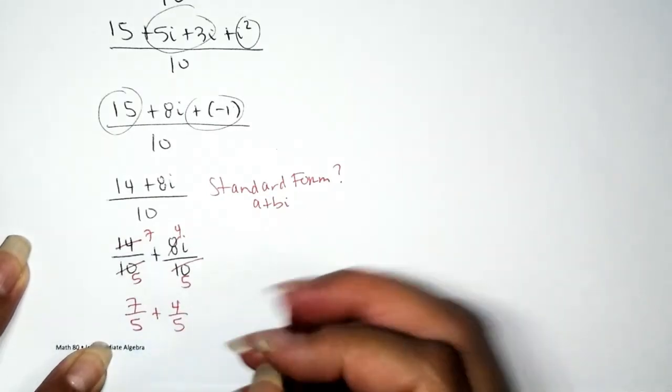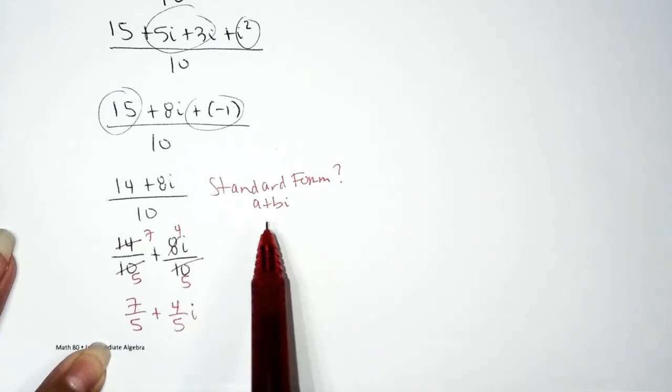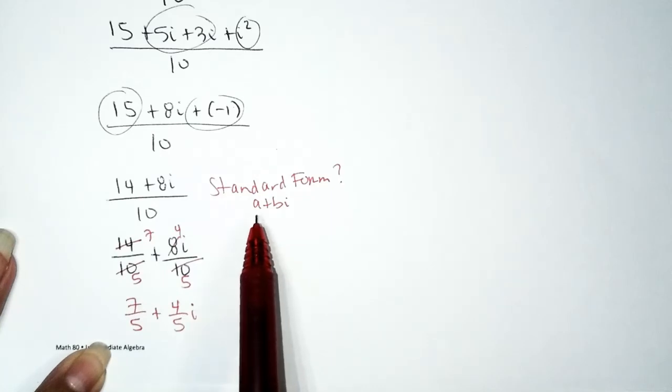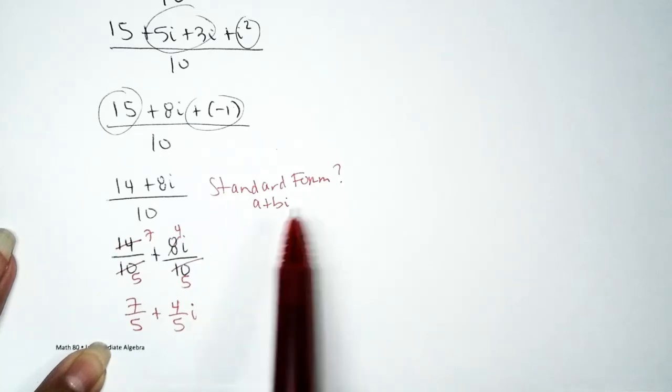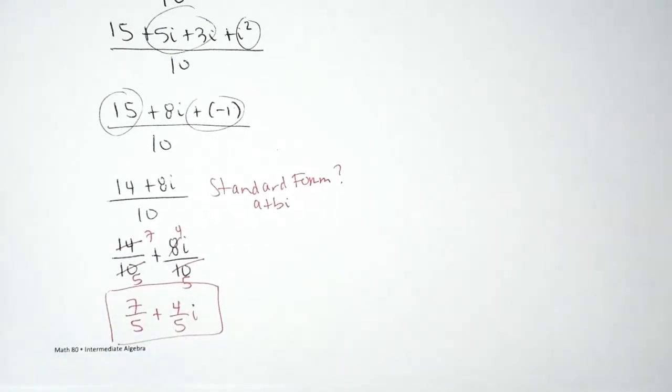For aesthetic reasons, I'm going to put the i in the middle, but if you want to put it with the numerator, that's fine. The most important thing is, did we separate the real part from the pure imaginary part? And we sure did. For this problem, we were going to do 2 problems, so this is our first problem. Let's go ahead and knock out our second problem.